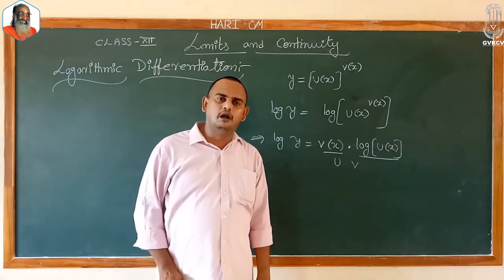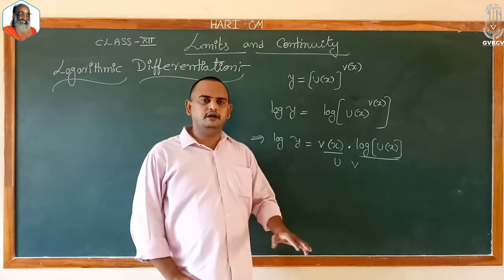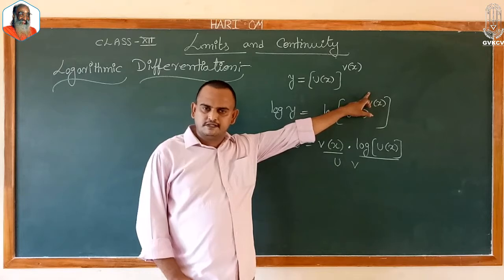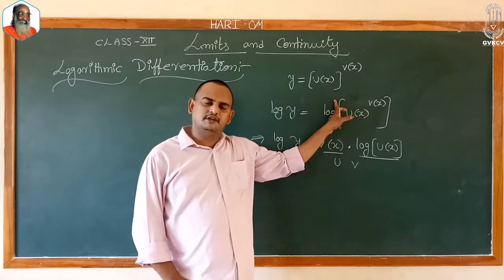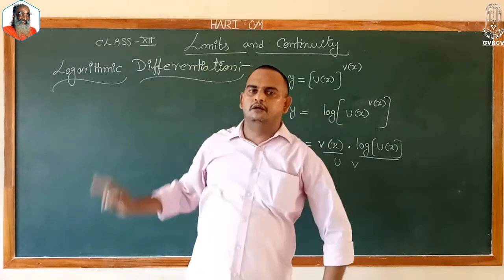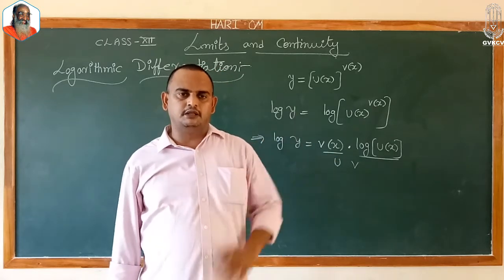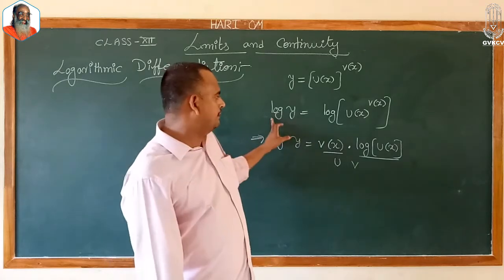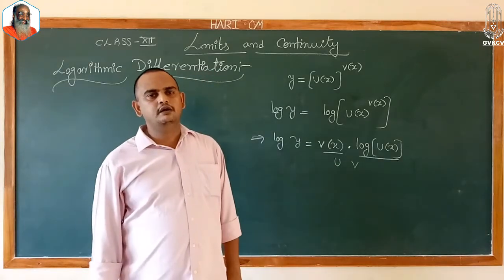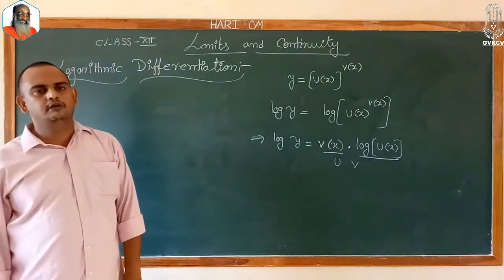This is nothing but logarithmic differentiation. Whenever you find a function in the form of u of x power v of x, and they ask to find the derivative of this function, then we need to follow the logarithmic differentiation method. First step, we apply logarithm on both sides. Second step, we go for differentiation. Now, using this method, let us see how to solve the problems.